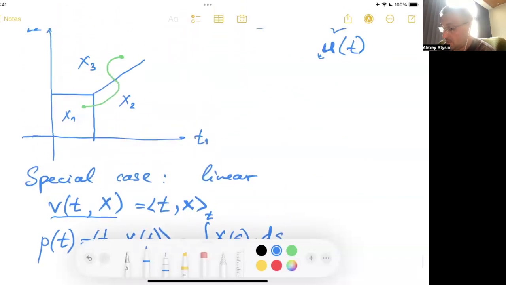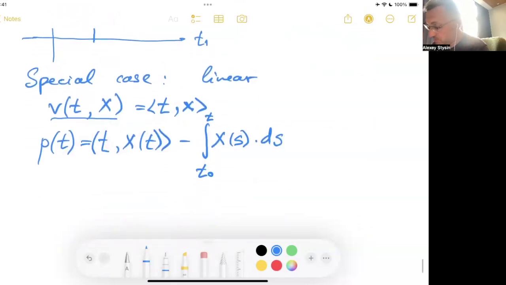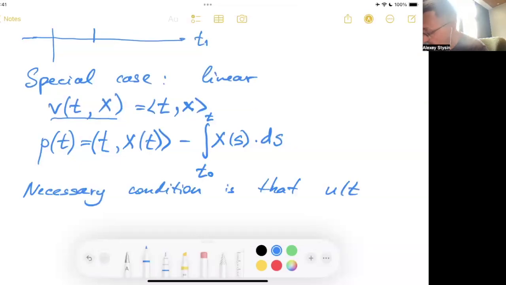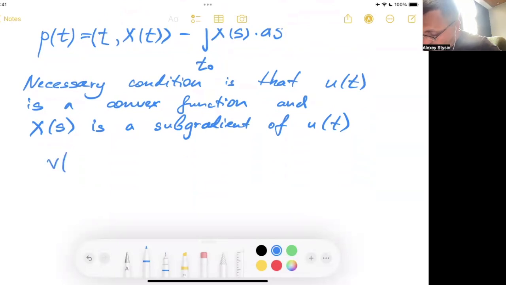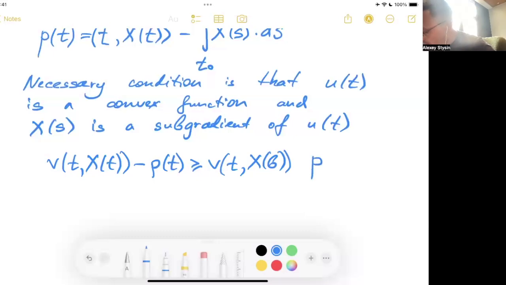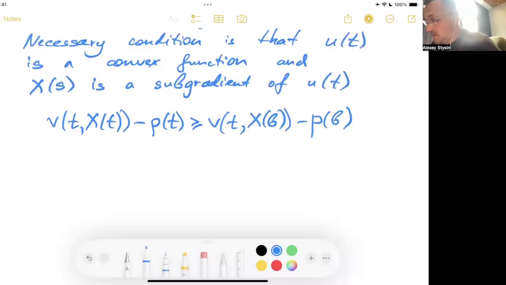So in this case, this visualization makes even more sense. But additionally, we are going to show that in the linear case, there is a necessary condition. The necessary condition is that u of t is a convex function, x of s is a subgradient of that function. We have v of t and x of t minus p of t greater or equals than v of t and x of b minus p of b. So this is our truthfulness condition. So this is why we are talking about necessary condition now.